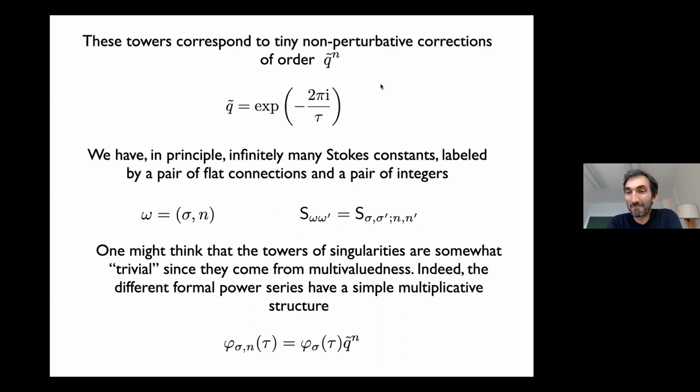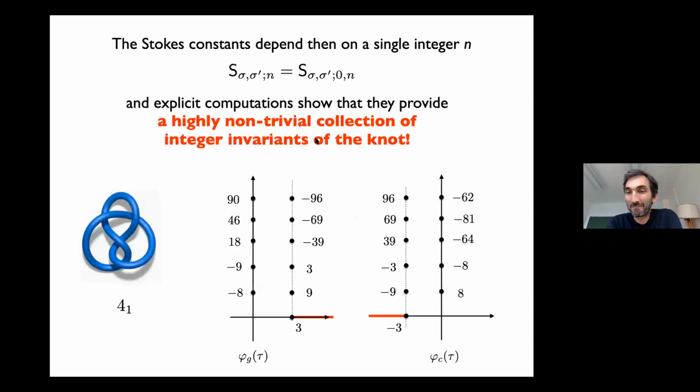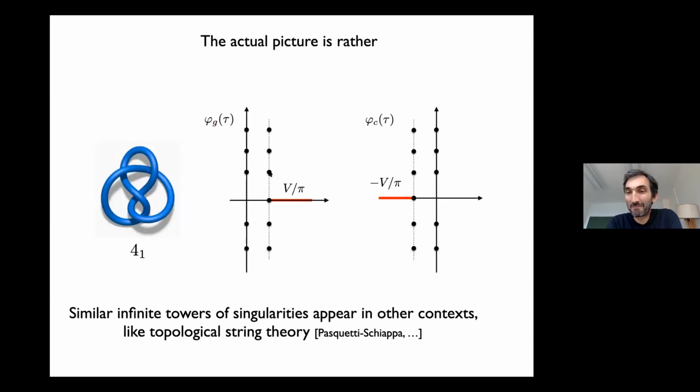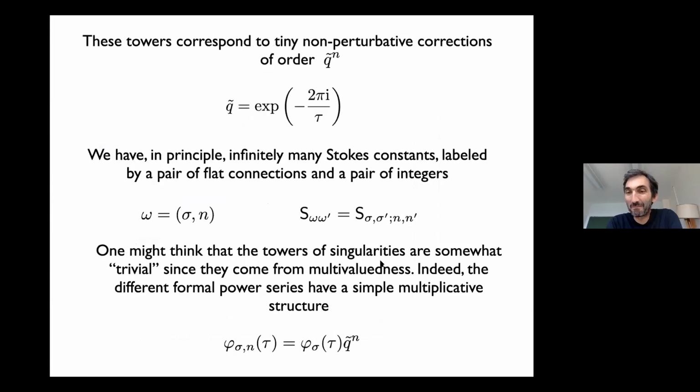Now, if you look at this type of problem, you might think that these towers of singularities are somewhat trivial because they come from multivalueness. So one could think that essentially all these singularities will give you copies of the basic singularity. So for example, if you go here, you could think that all these additional singularities are just copies of this singularity and of the origin of the Borel plane. Well, this is not really a singularity, but you could think that these things are essentially very simple or even trivial. In a sense, they are not very difficult, and one of the aspects in which they are not very difficult is that the trans-series, the different formal power series that you obtain, can be obtained by a simple multiplicative rule.